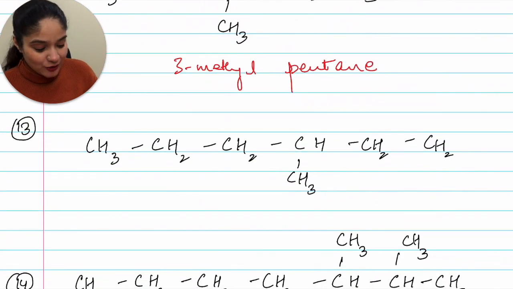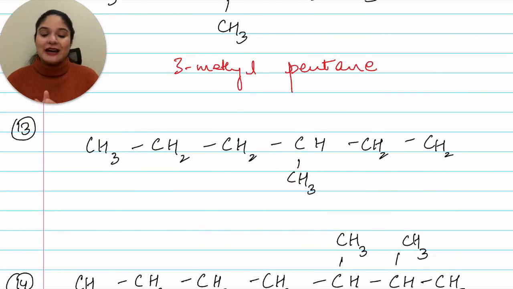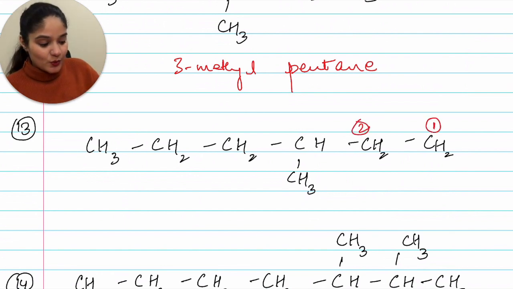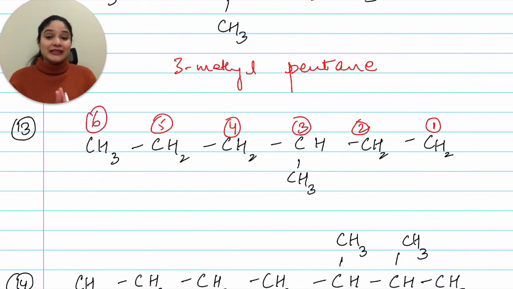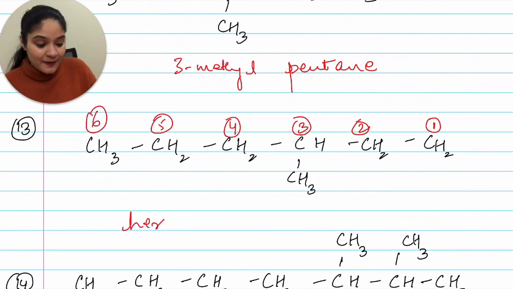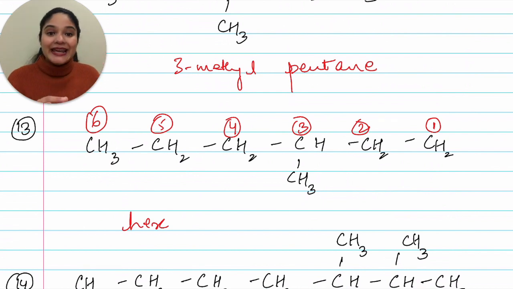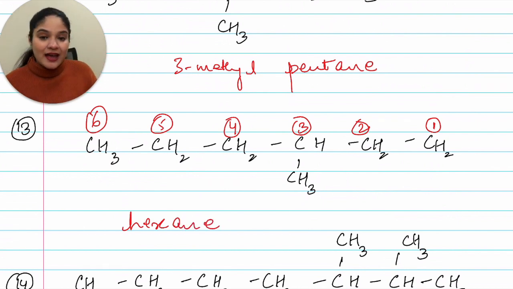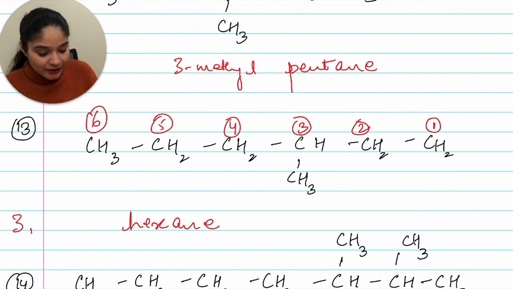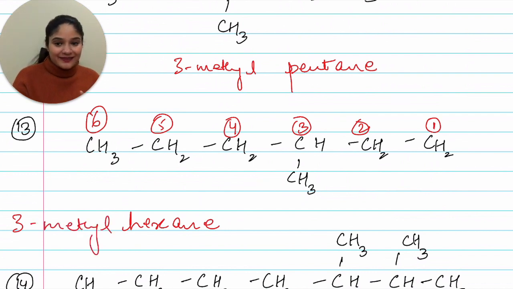So let's look at the 13th question. How many carbon atoms do I have? Let's number the chain. 1, 2, 3, 4, 5 and 6. 6 means hex. All single bonds. Hexane. At the third position, I have a methyl. So 3-methylhexane.